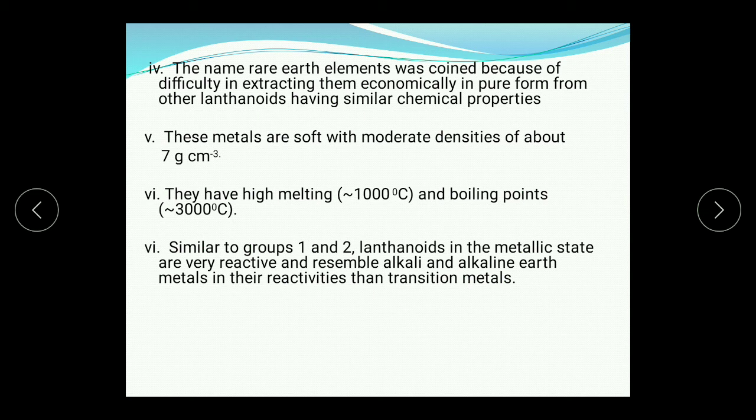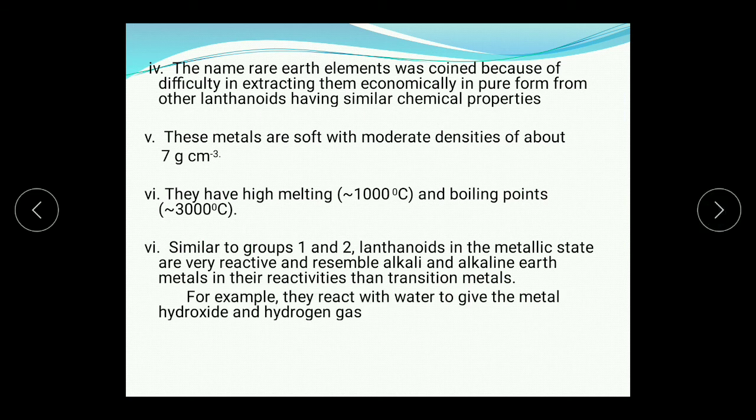Hence, as these elements are in the first group of d block, or they are near to alkali and alkaline earth metals, they are similar in properties to alkali and alkaline earth metals rather than transition metals because of their position. So, these are very reactive metals as compared to transition metals.